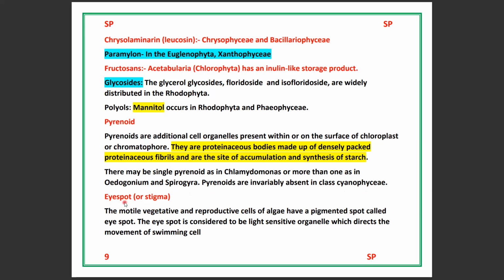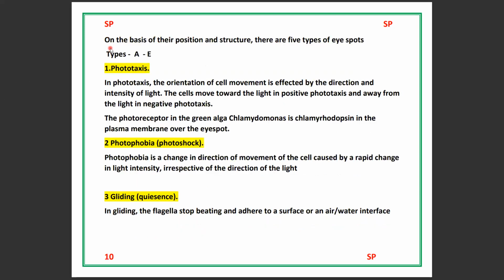And the next one is the eye spot. It is also known as stigma. The motile vegetative and reproductive cells of algae have a pigmented spot called the eye spot. The eye spot is considered to be a light sensitive organelle which directs the movement of the swimming cell. On the basis of their position and structure, there are 5 types of eye spots or stigmas present: type A, type B, type C, type D, type E.